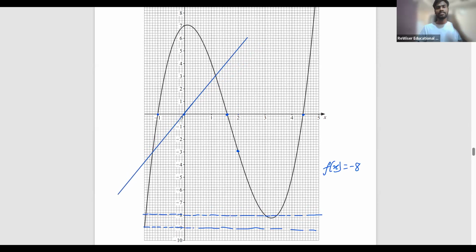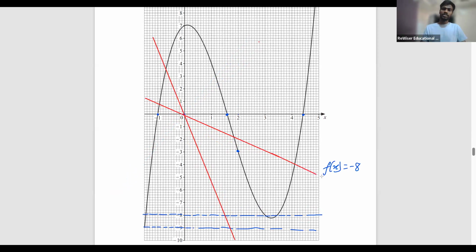If I draw a line which has a positive gradient, definitely the line is going to intersect the graph at more than one point. So that's why we have to draw the line with a negative gradient. Something like this, and this line will intersect the graph exactly at one point. And again, I should not draw a line something like this, because this line would probably intersect the graph at 3 different points. So this is the right answer for this part.